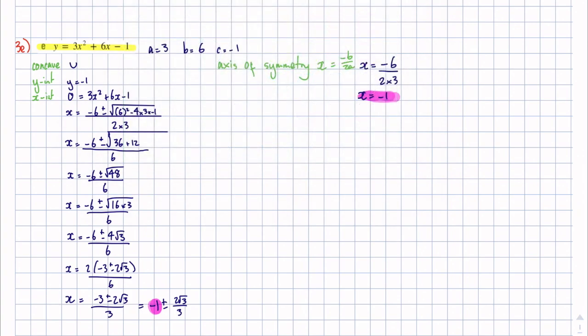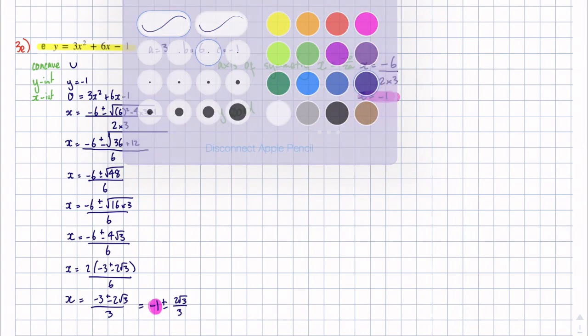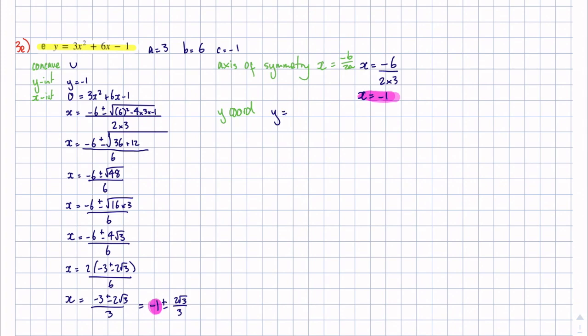And then we've got our y-coordinate. So we're going to sub in x. So we've got y equals 3 times negative 1 squared plus 6 times negative 1, take 1, which comes out as, well, negative 1 squared is 1, 3 times 1, take 6, take 1, negative 3, take 1, negative 4. Nice. All right, and now we can sketch.